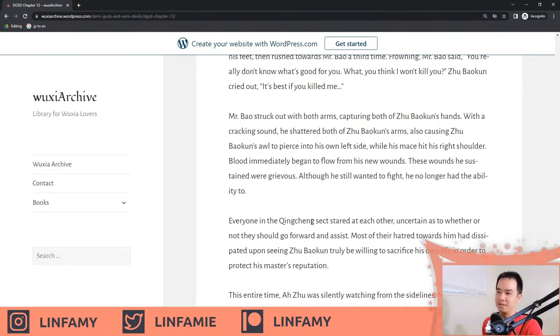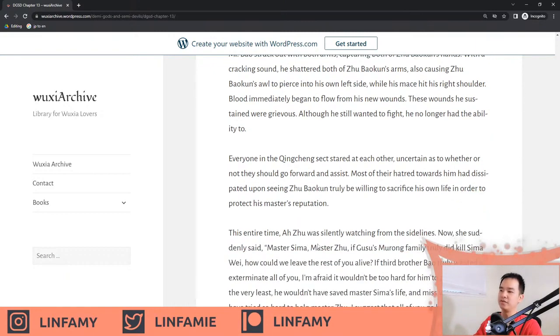Blood immediately began to flow from his new wounds. These wounds he sustained were grievous. Although he still wanted to fight, he no longer had the ability to. Everyone in the Qincheng sect stared at each other, uncertain as to whether or not they should go forward and assist. Most of their hatred towards him had dissipated upon seeing Ju Bao-kun truly be willing to sacrifice his own life in order to protect his master's reputation.